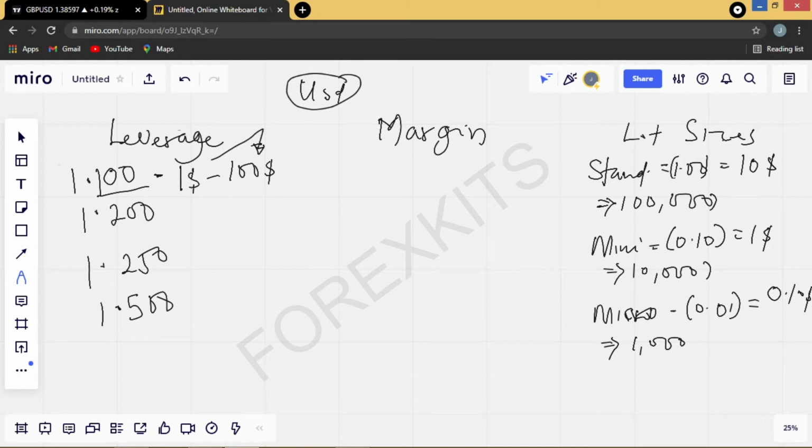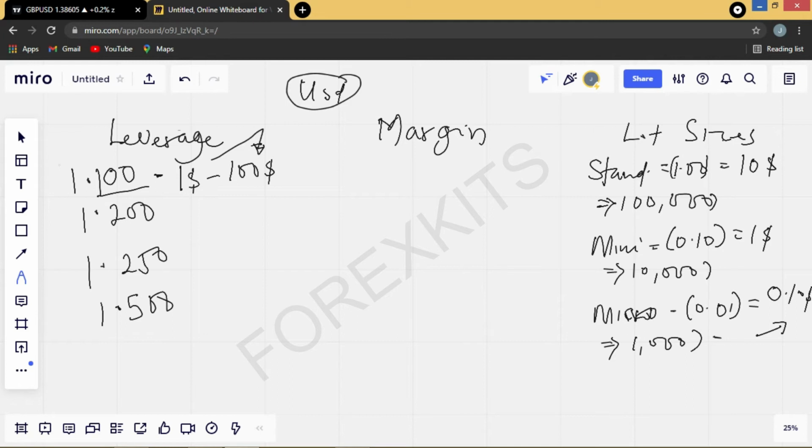I do not have $10,000 to get into a trade, right? I do not have $1,000 to be able to get into a trade, because with this lot size, what you need to have is enough to be able to control 1,000 units of this currency. So that is where leverage comes in.